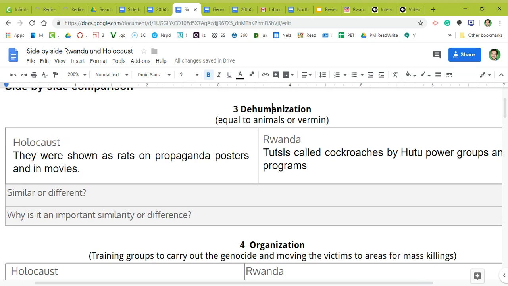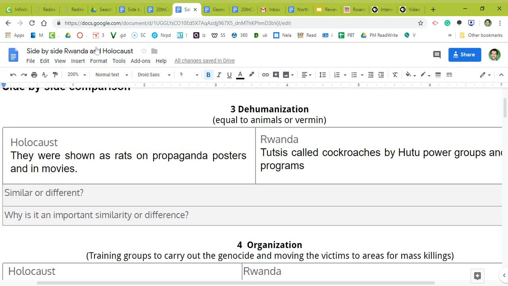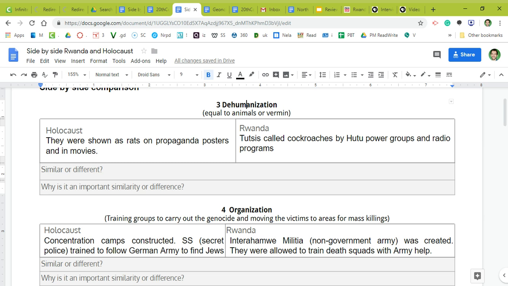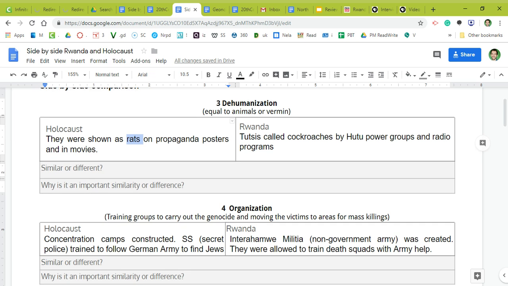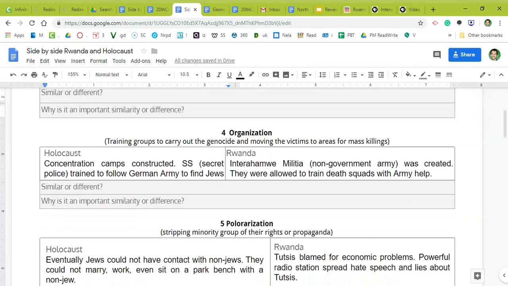All right, is that similar or different? I would say that is pretty stinking similar. So even though they're different animals, cockroaches, rats, what you do to both of them when you find one is similar. And that's what you want to explain down here. Why is that an important similarity? Why are those similar, rats and cockroaches? Think about the effect on people if they're called cockroaches or if they're called rats. I think there's going to be a similar effect on the people. Okay.